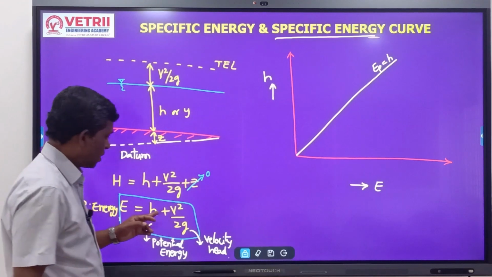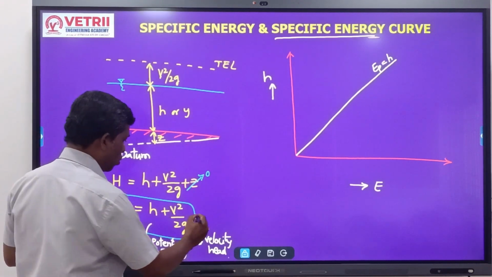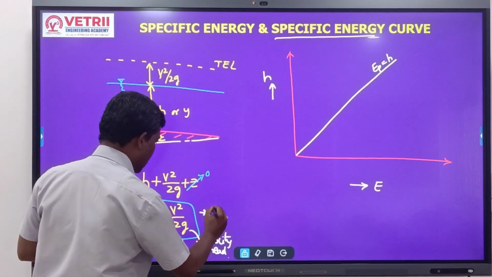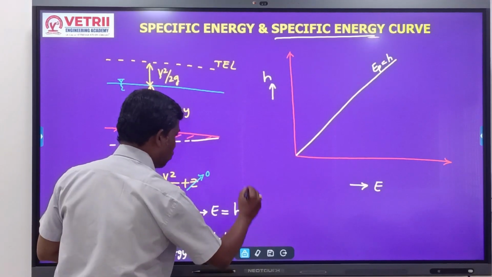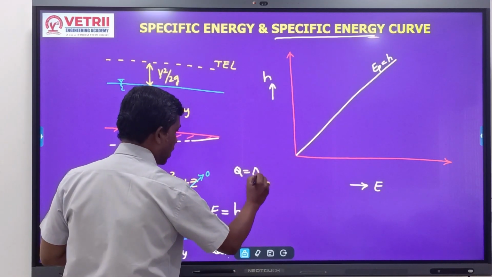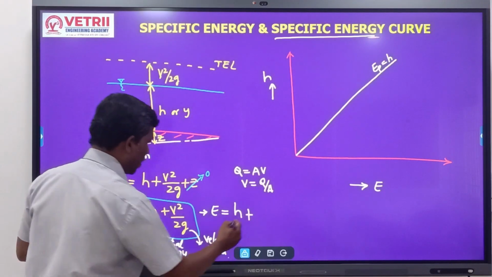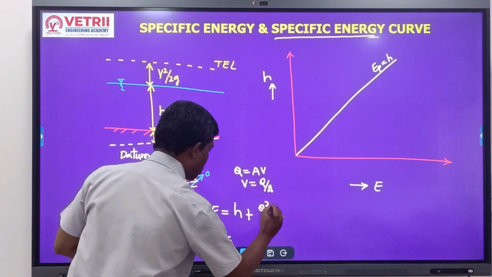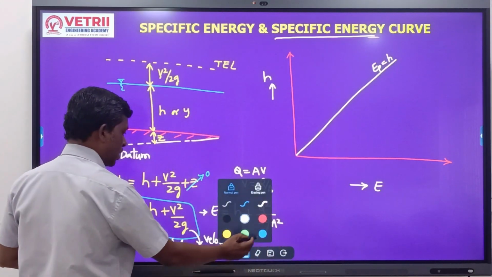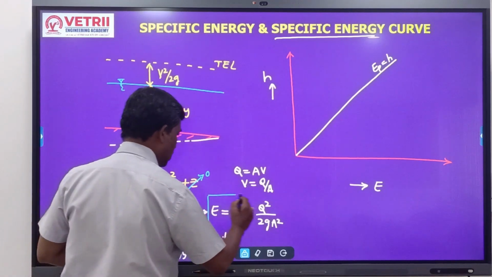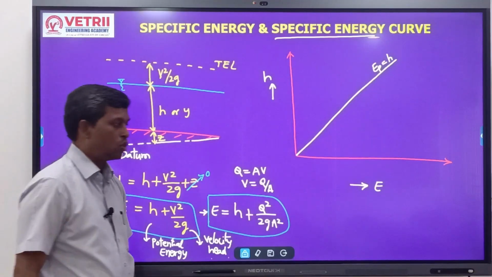The other one is for a given discharge. Students, in this case, E can also be written as E is equal to H plus, we know that Q is equal to A times V, so V is Q by A. In the place of V, I can substitute Q by A, giving Q square by 2g A square. Please keep this also in mind, sometimes you may be asked questions on this also. So E is equal to H plus Q square by 2g A square.